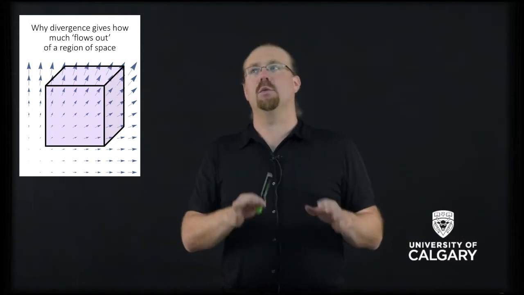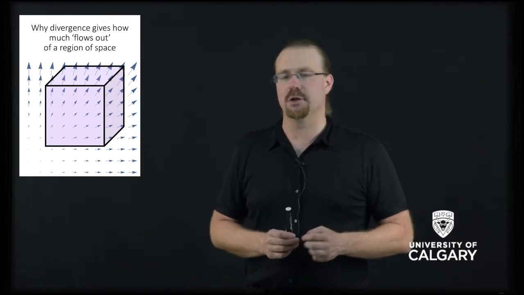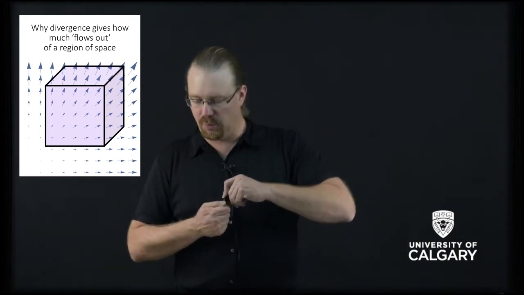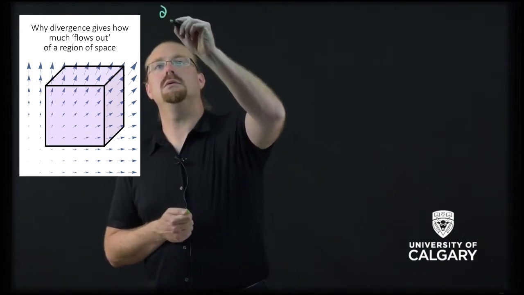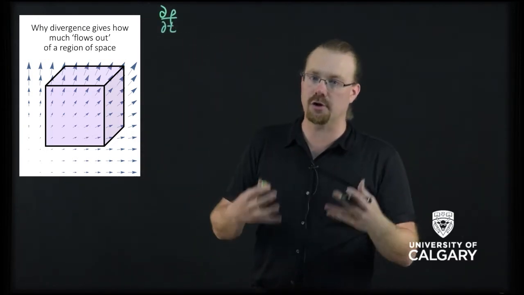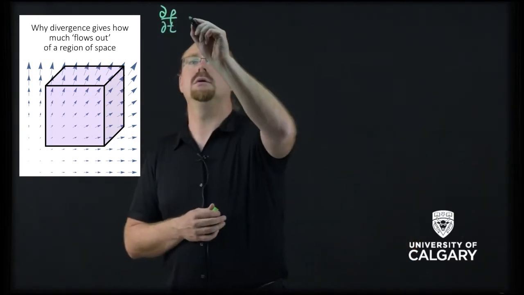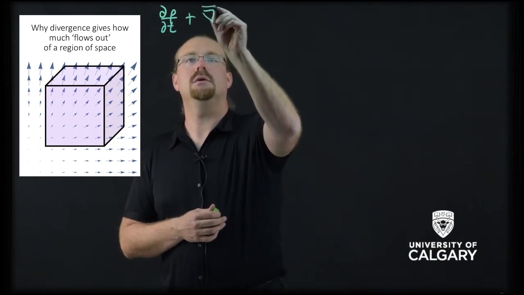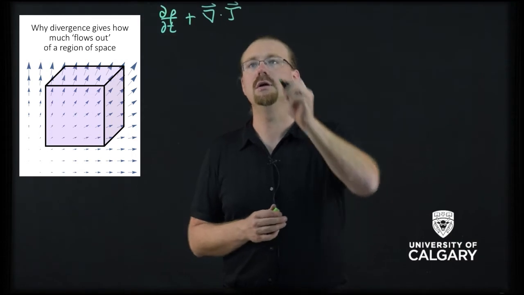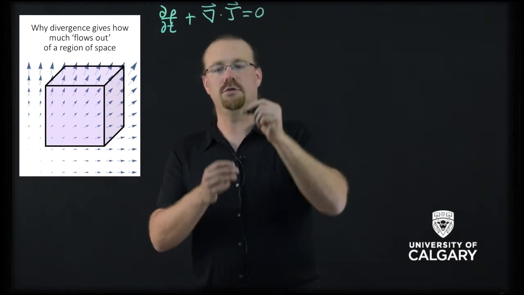Now, to give you an example, we're going to use what's called the continuity equation. I'm going to specifically write the continuity equation for charge conservation. So what we have is d rho dt, the time derivative of, in this case, our charge density, plus the divergence of J, which is our current density, is equal to 0.